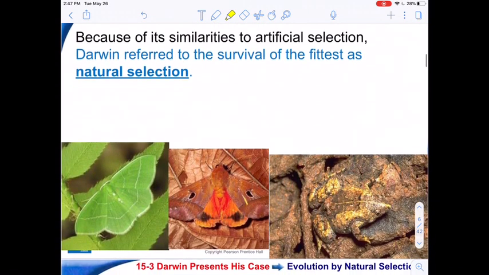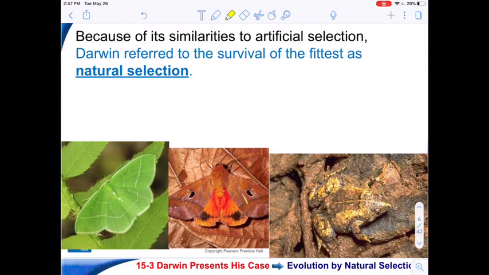So because of the similarities to artificial selection, Darwin coined the term natural selection to refer to the survival of the fittest, that nature is selecting the traits that are going to cause that organism to succeed. So we have 3 more examples here. We've got a butterfly blending in with the plant, another one blending in with some leaves, and then this frog toad that is also blending in with the ground around it.